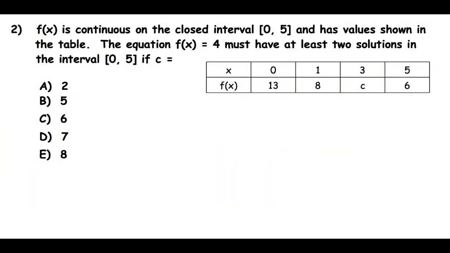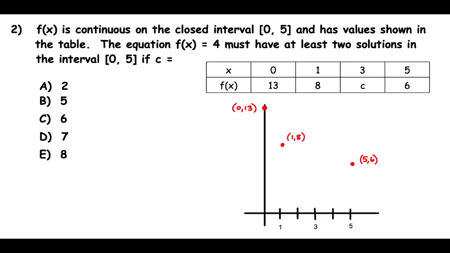Okay, number 2 is a multiple choice question, and we're going to put the intermediate value theorem to use. The first thing I do when I see a table or a chart like this is immediately make a quick sketch. So here is my visual thought bubble, if you will. And I've graphed the points (0, 13), (1, 8), and (5, 6). I did not graph the point (3, C) because, frankly, I don't really know where it is.